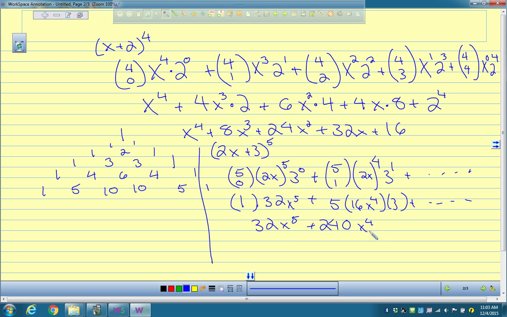If you kept going, just to show you what you would get, the next term would be 720x cubed. The next term would be 1080x squared. The next term would be 810x. And the last term would be 243, which is just 3 to the 5th power, right? Because 2x would be raised to the 0 power. We're going to have 1 in front. Okay? We're going to do one more thing, then I'll be done.